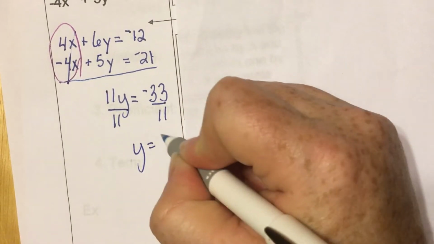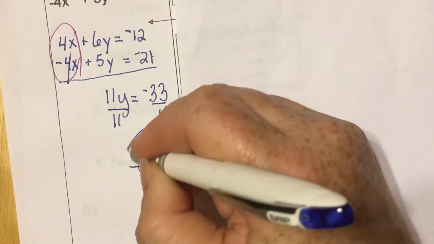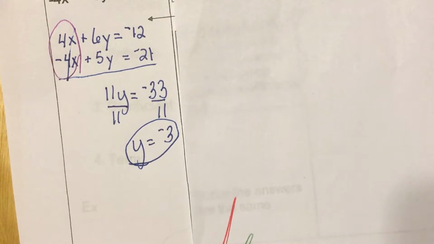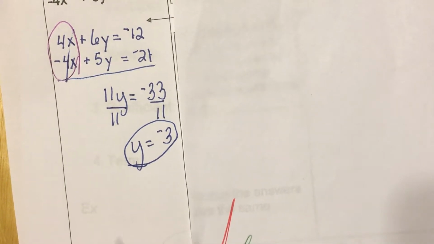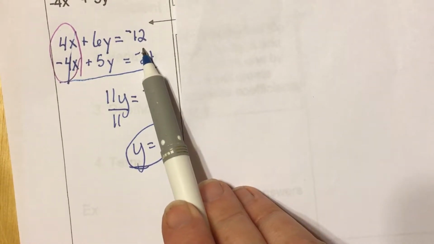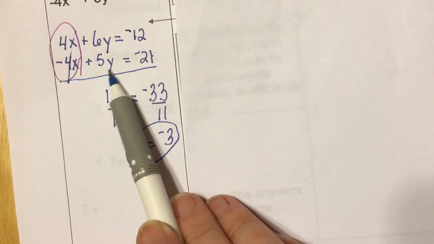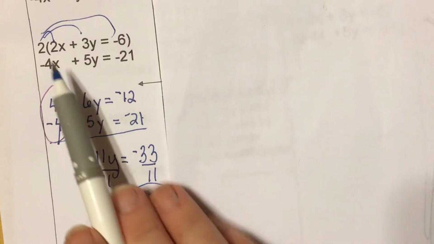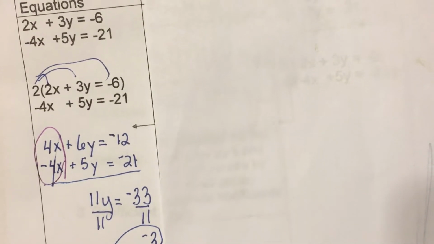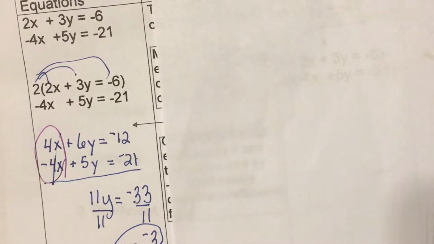And I have y equals negative 3. All right, so I have one number answer for a letter, but I still need to know what x is. So I have to go back in and figure out what the x is. Now, I can plug it into my 4x plus 6y is negative 12. I can put it into negative 4x plus 5y equals negative 21. Or I can go up to one of my originals with 2x plus 3y equals negative 6. So that doesn't matter. That's what I'm going to do, I'm just going to go ahead and put it in my very original.